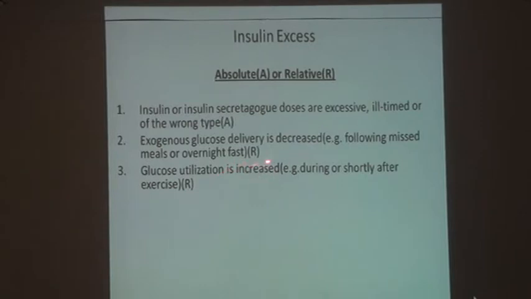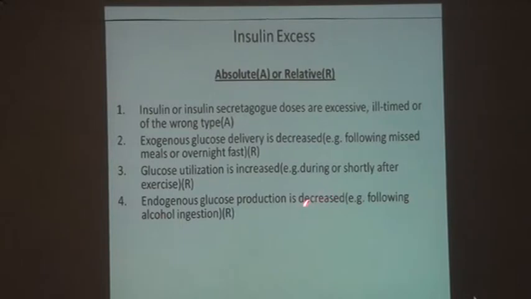Glucose utilization is increased during and shortly after exercise. While you run, your muscles are getting adequate circulation. Microcirculation improves. The glucose transporter mechanism improves. Your glucose is taken up by the muscles and formed into glycogen.